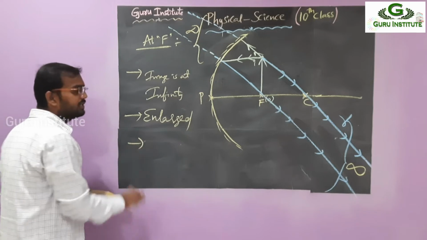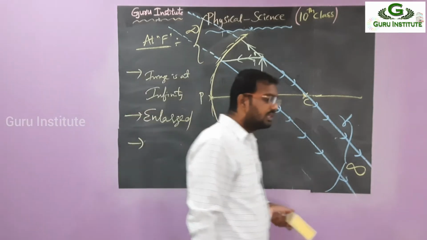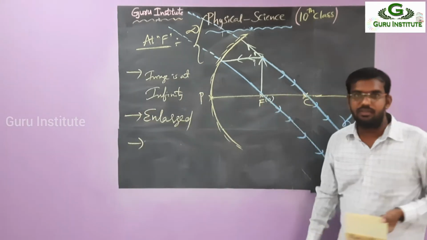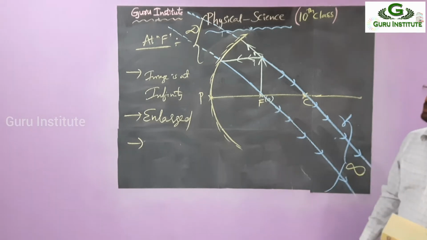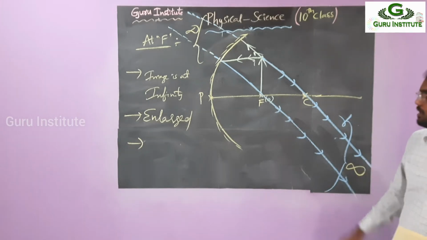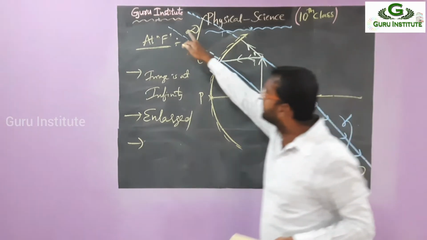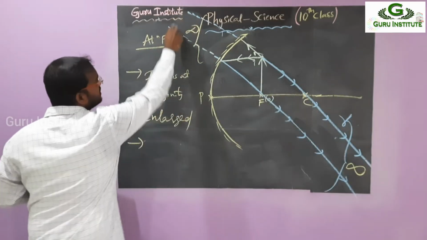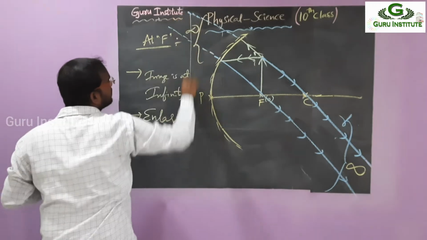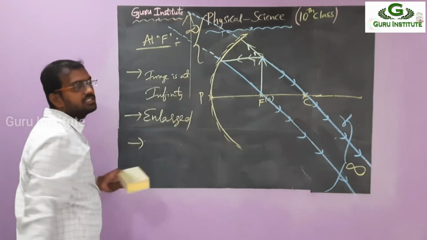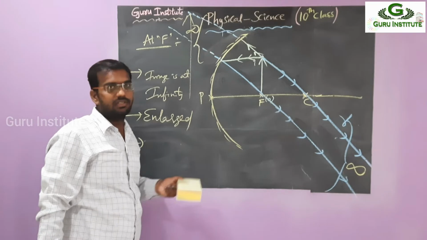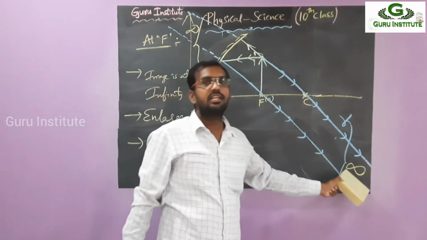Enlarged. Now tell me the important one. Is it an erect image or an inverted image? That means a straight image or an inverted image. Suppose it is formed here, it is an inverted image. Suppose it is formed on this side, it is an erect image. Okay, it is erect, it is inverted.